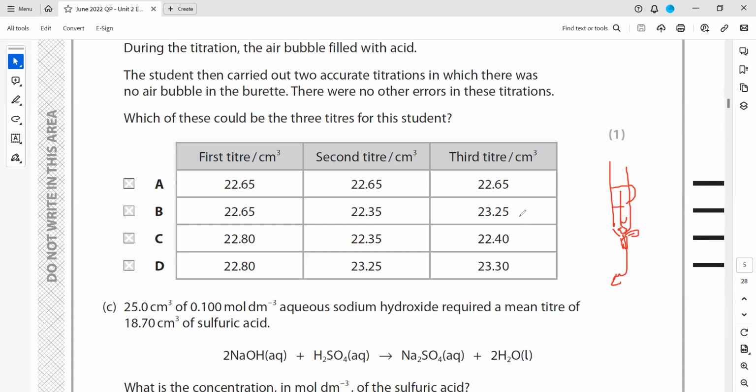The other two titers were accurate. The first titer, with the air bubble, should have a higher value than the remaining two. If we check the first titer, these are the same, so it cannot be A. When we check the first titer, this is 22.6, so B can be possible, but the other one is high. So both should be less. This is 22.8, 22.35, 22.4. And this is 22.